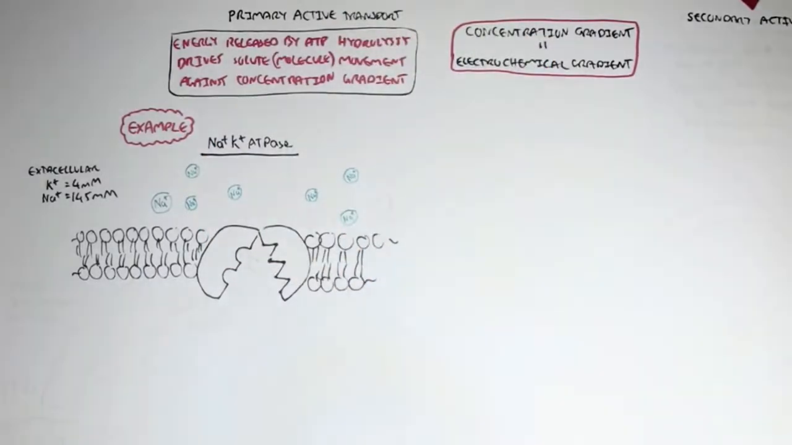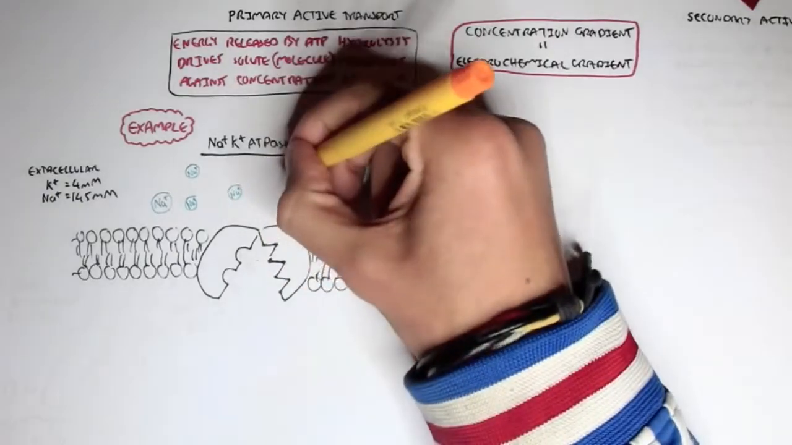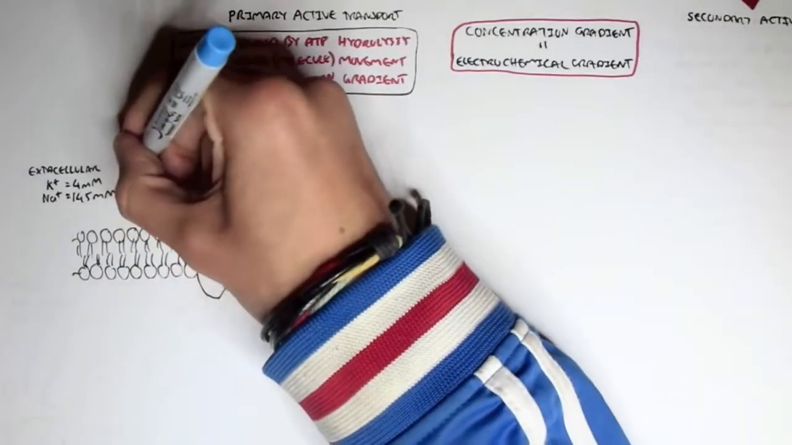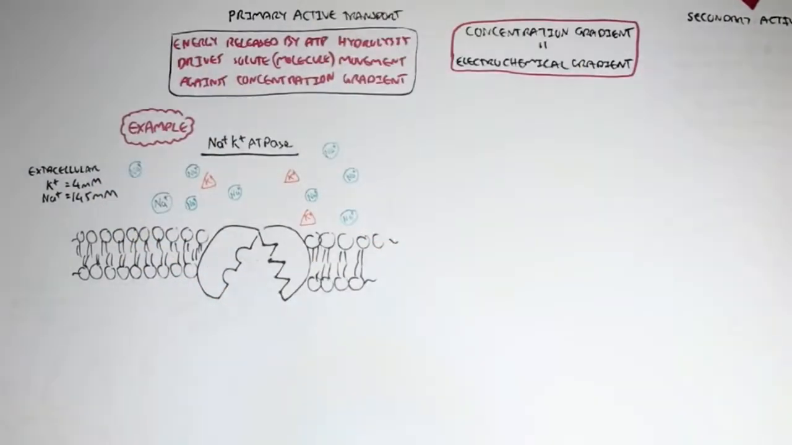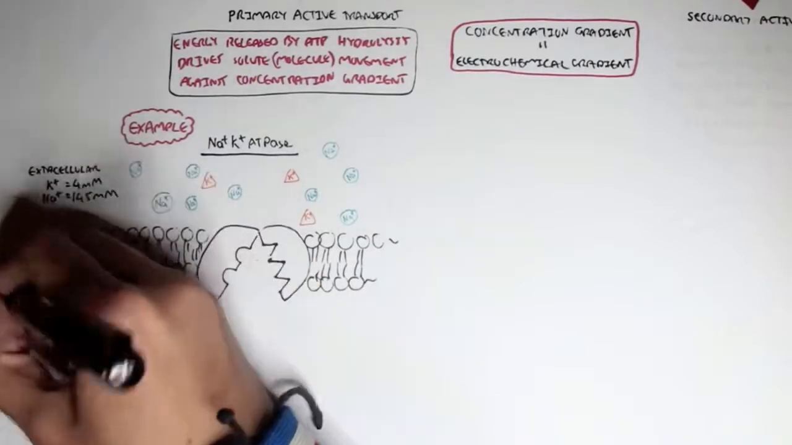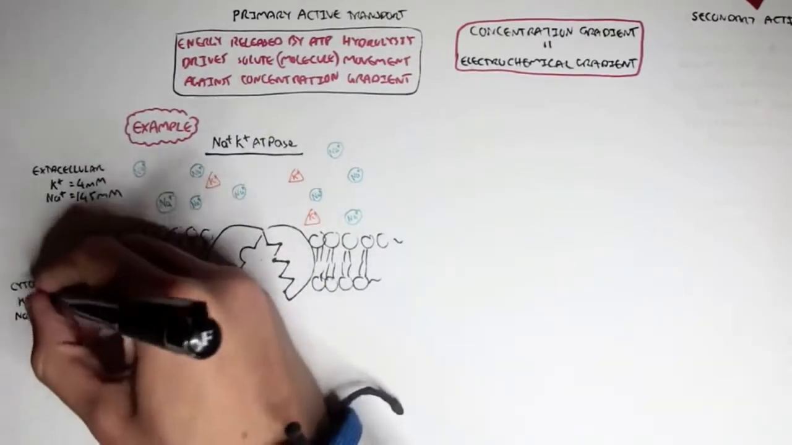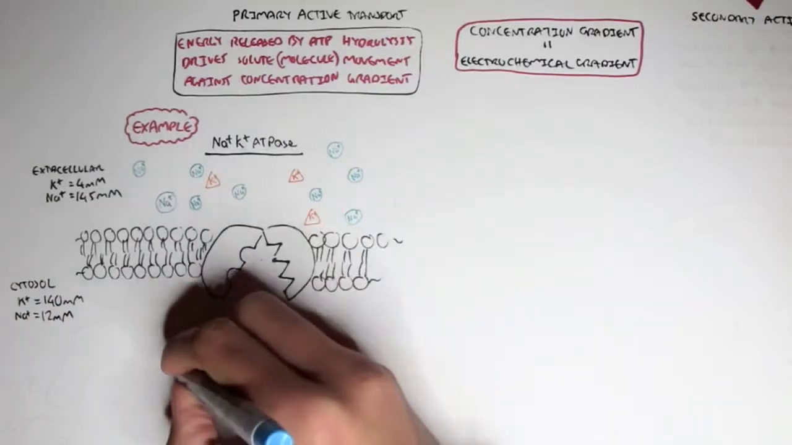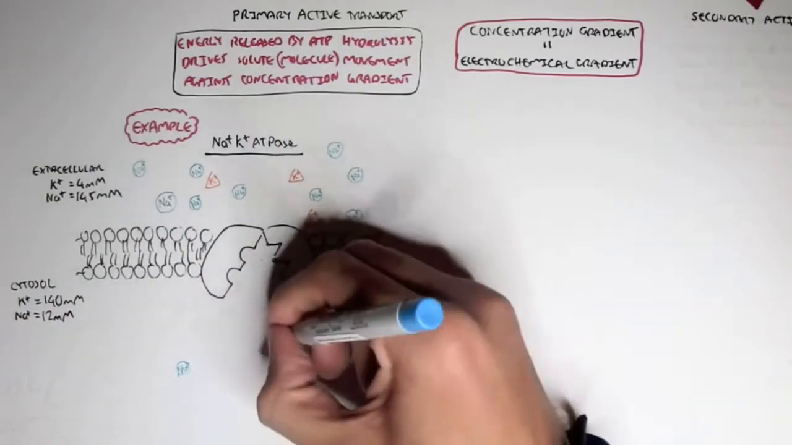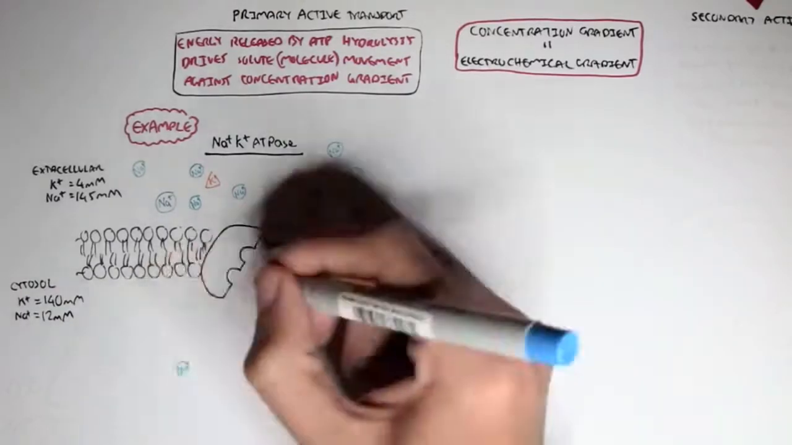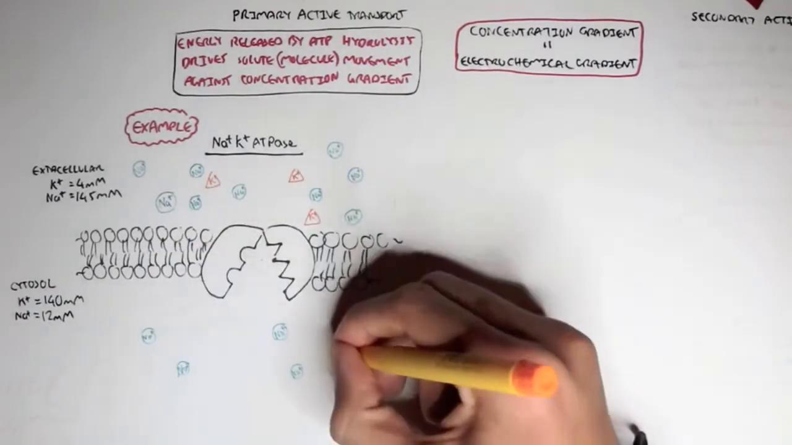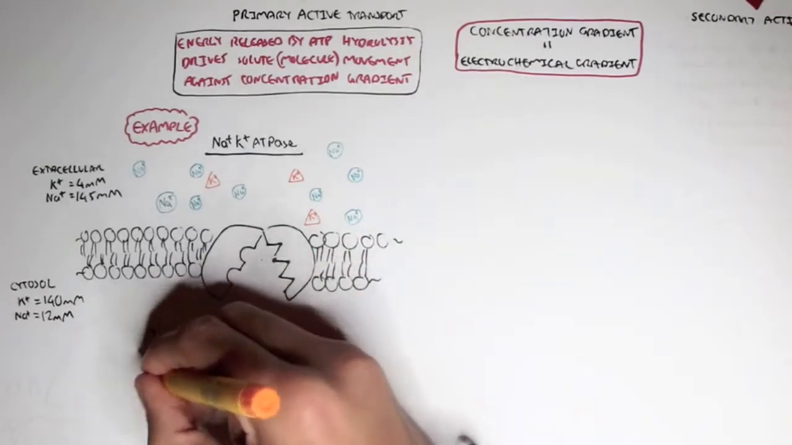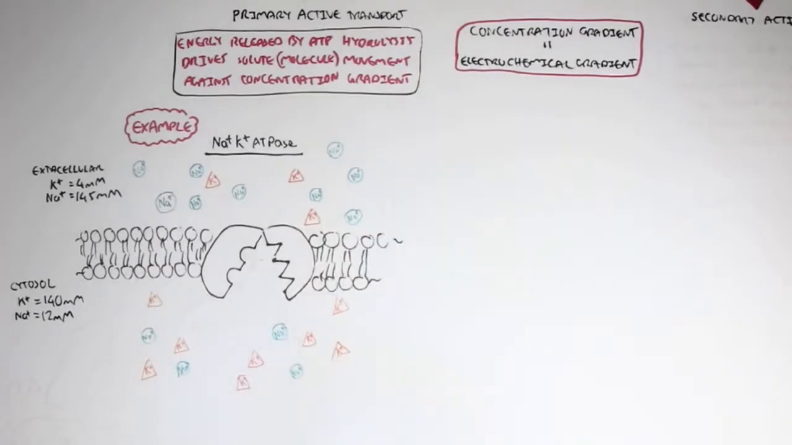For example, in the extracellular fluid, we have about 4 millimolar of potassium and 145 millimolar of sodium. So sodium is highly concentrated on the outside. In the cytosol, inside the cell, we have about 140 millimolar potassium and about 12 millimolar sodium. So with respect to the outside, potassium is highly concentrated inside the cell, and there's only a little bit of sodium inside. We know that primary active transport transports solutes against their concentration gradient.